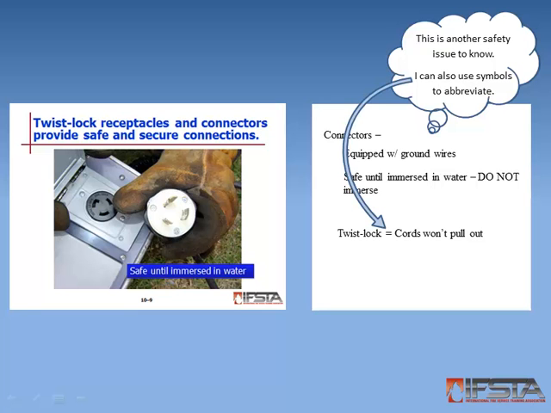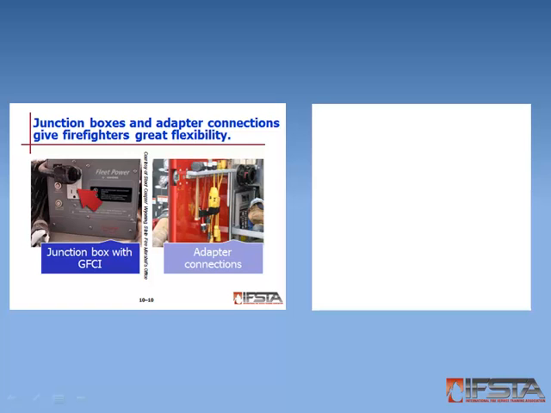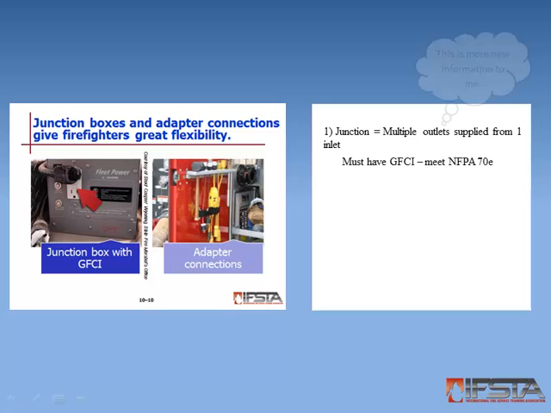Junction boxes. These junction boxes provide for multiple outlets or connectors supplied through one inlet from the power source. That way you can use this junction box to equip different lighting and or power equipment that you may need for extrication. All outlets must be equipped with ground fault circuit interrupter devices which meet the requirements of NFPA 70E. Adapter connections are used to permit different types of plugs and receptacles to be connected together.